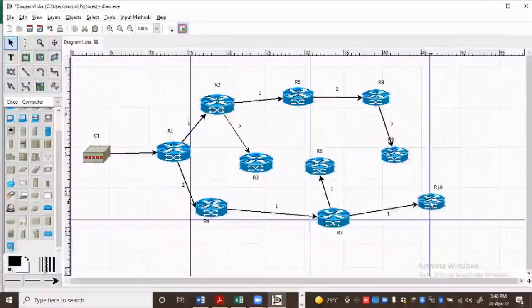If I want to get to R6, it's R1 to R4 to R7 to R6. If I want to get to R3, it's R1 to R2 to R3. If I want to get to R5, R1 to R2 to R5. R8, same direction. R9, the same direction. A much more simplified routing algorithm or routing table. Thanks to what? Dijkstra shortest path, least cost algorithm implementation.